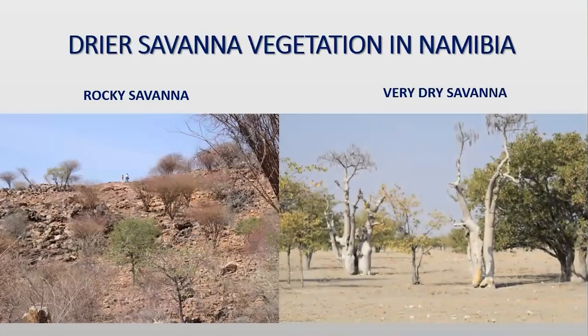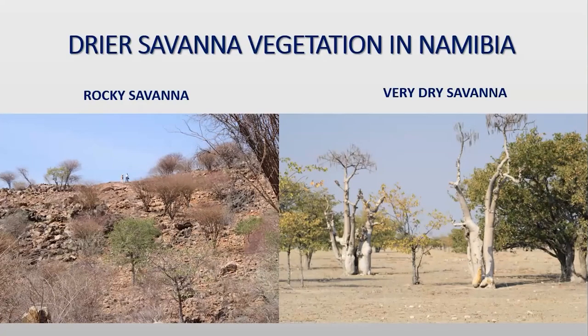Now let's look at some more drier savanna types. So here's a rocky savanna in Namibia on the left. Note the trees are much smaller in size, little grass, mainly because the grass plants' roots are too shallow to obtain water from lower areas in the soil profile. So trees are more prominent, and the same on the very dry savanna on the right. We see scattered trees, very little grass again.